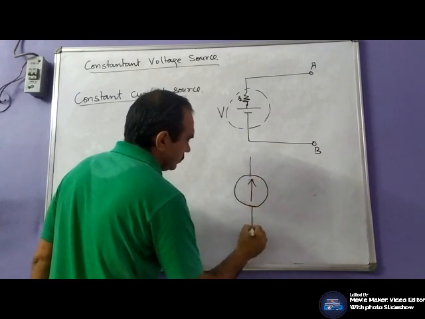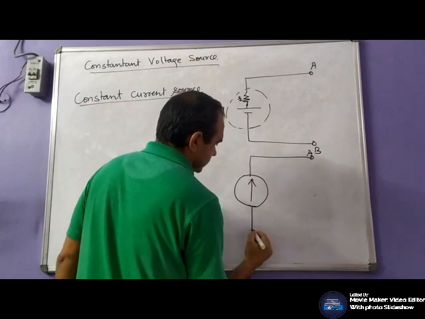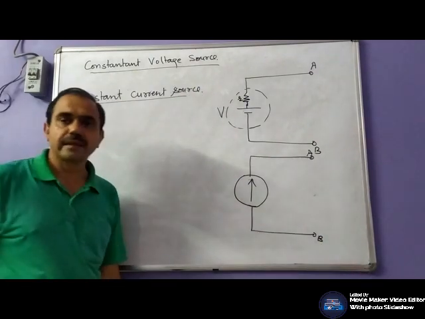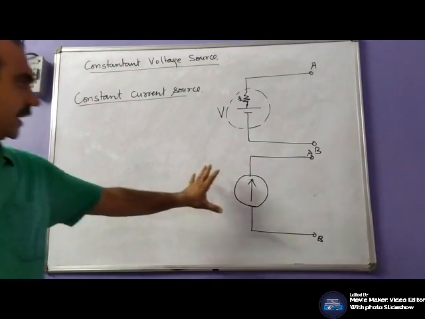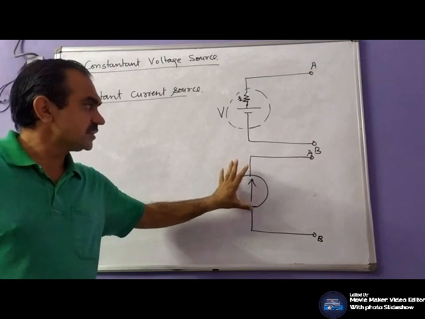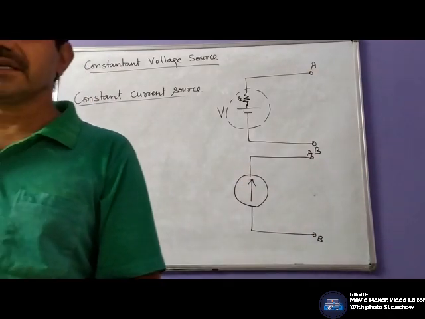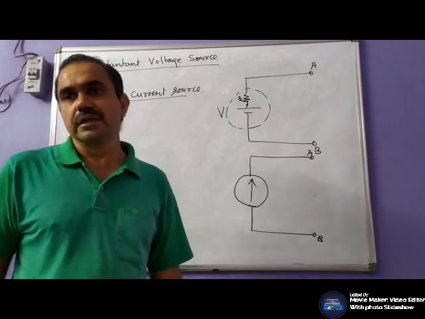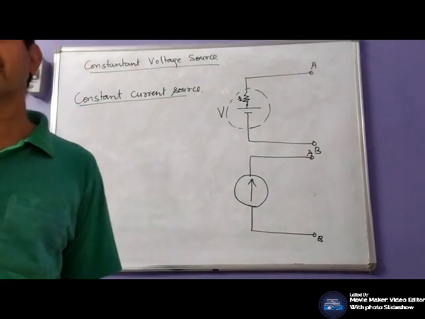This is the symbol of constant current. A source which delivers constant current across the load terminal, irrespective of the variation in the load.